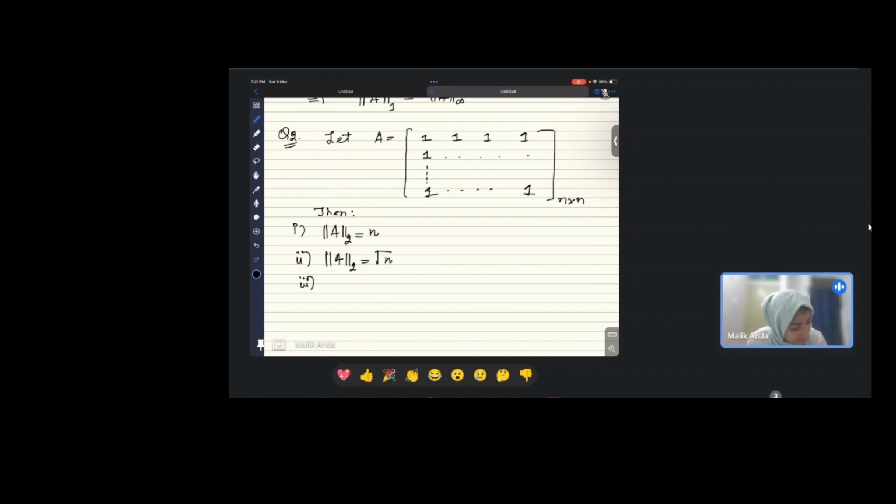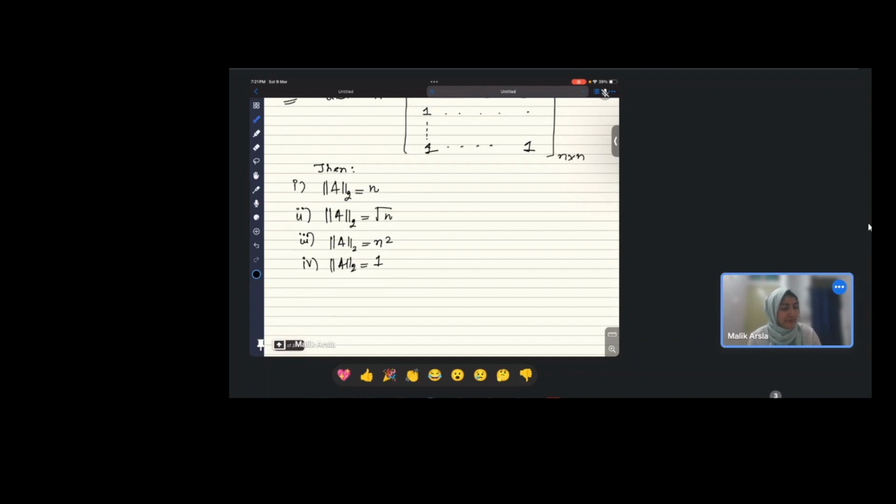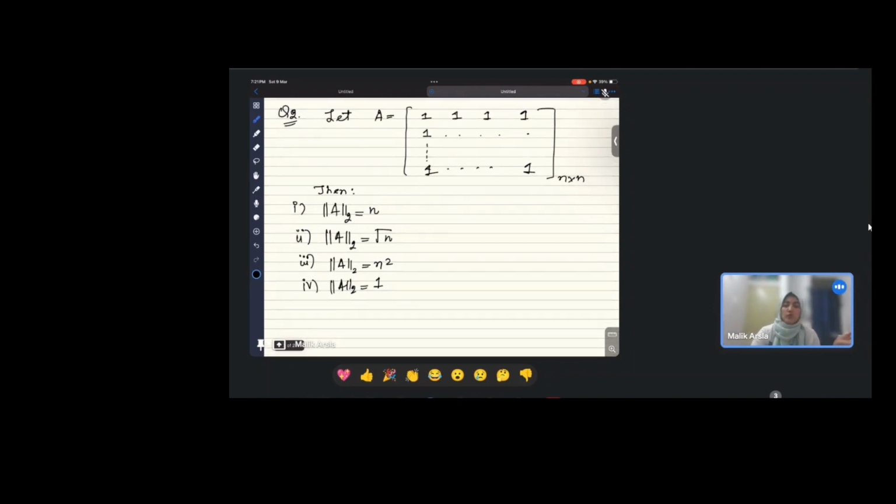Okay, so third is that the 2 norm of A is equal to n square, and the fourth is the 2 norm of A is equal to 1. So basically it's talking about 2 norms, so we can simply calculate it and see what the 2 norm is equal to. So Kavita, can you quickly try this question? Yes, ma'am.